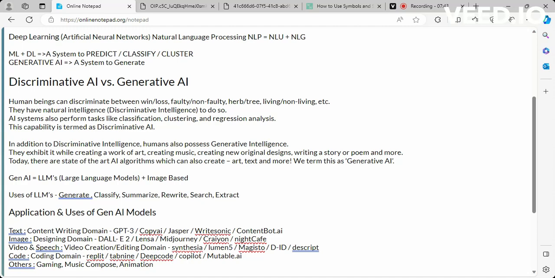So what is the use of LLMs? Okay, large language models are there. They are trained on large data, but how is it useful for us? It is useful for us in so many ways, like we can generate data.